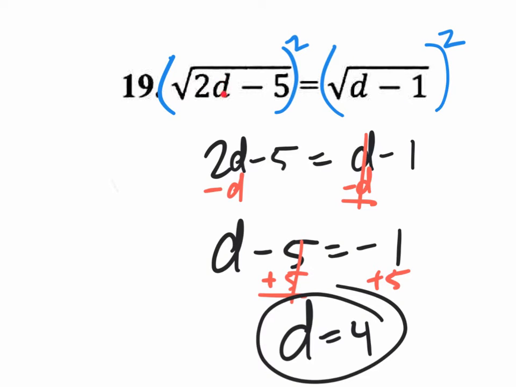Plug in 4 right there. 2 times 4 is 8. 8 minus 5 is 3, so we get the square root of 3 on this side. Plug in 4 right here. 4 minus 1 is also 3. The square root of 3 is going to equal the square root of 3, so they are equal to each other. So it does work, so the answer is 4.